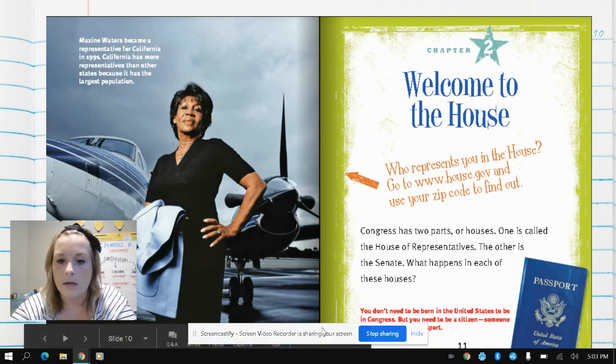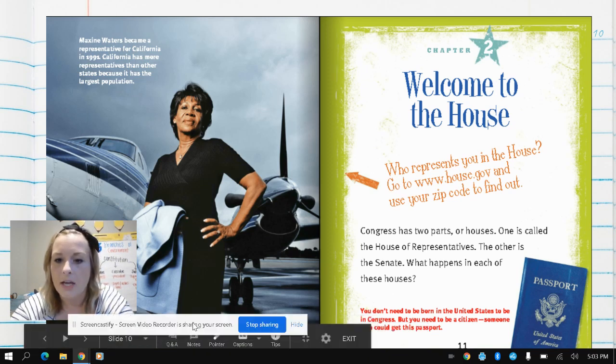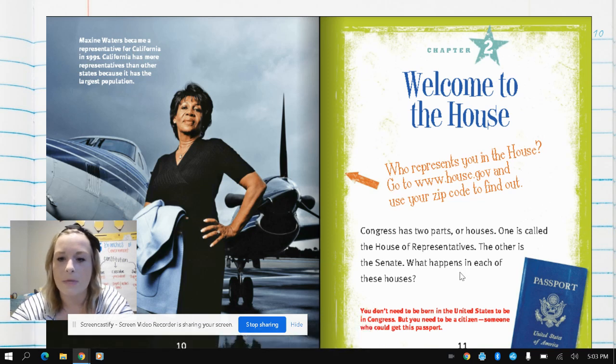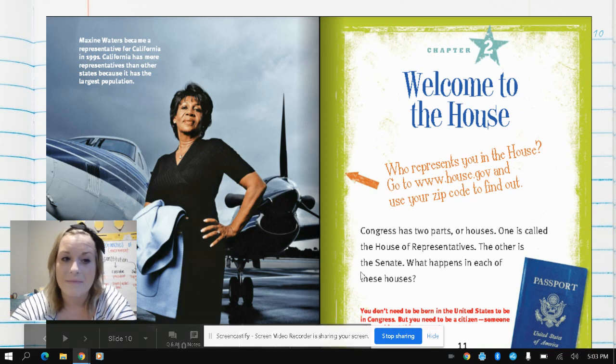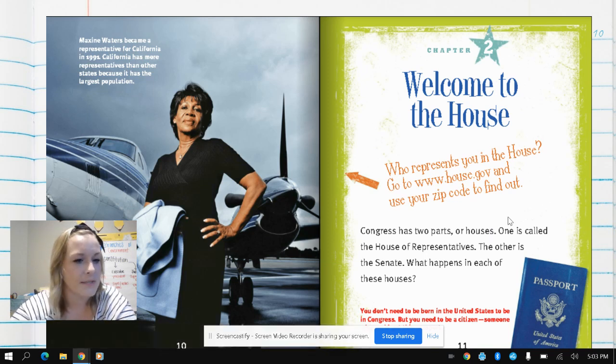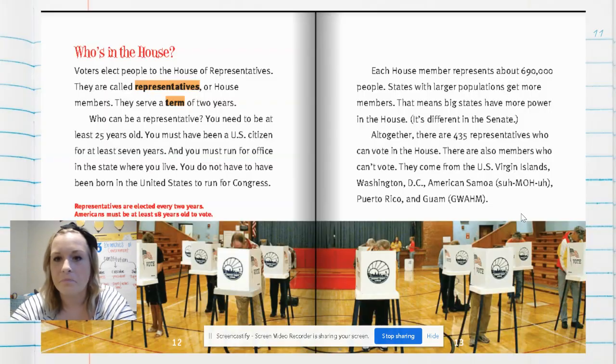Down here it says, hopefully I can see it all. You don't need to be born in the United States to be in Congress. You need to be a citizen, someone who could get this passport. So, meaning just because you were not born here doesn't mean you cannot still be a part of Congress. To gain your citizenship, you usually have to take a test about the United States and you can gain your citizenship. There are also other ways, but that's the most common.